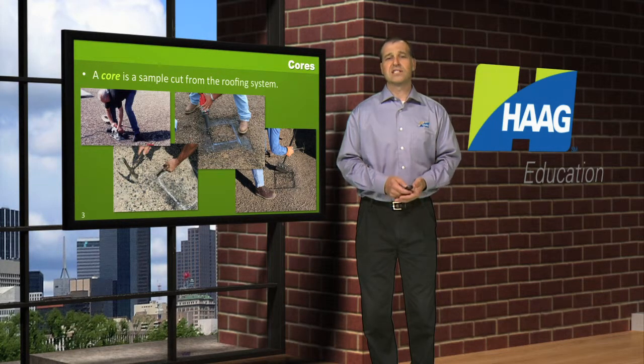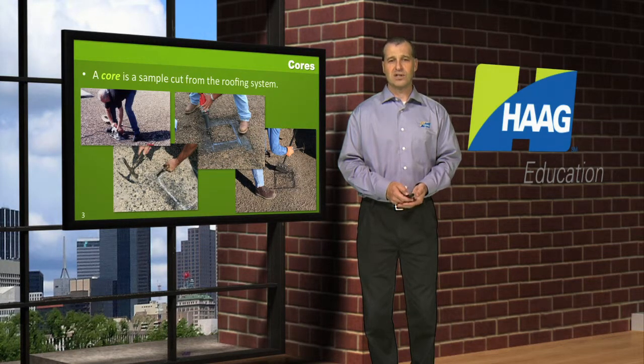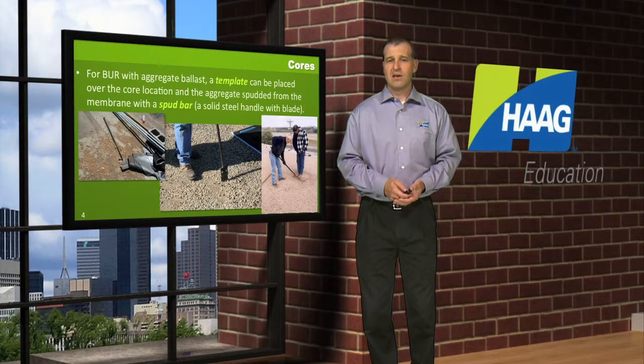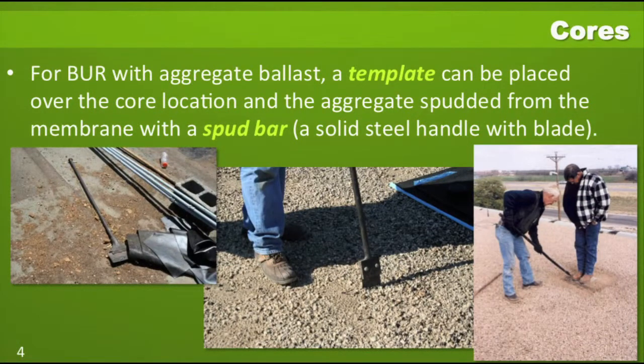The photographs on this slide show some different examples of people making test cut or core openings into built-up roofs using various tools and equipment. With built-up roofing and aggregate ballast and flood coat, normally you're going to use a spud bar, as is shown in the center photograph, and that scrapes away the gravel and it scrapes away the flood coat itself.